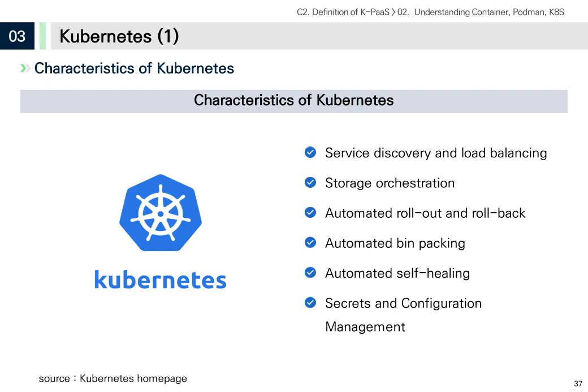Second, Kubernetes allows you to automatically mount the storage system of your choice, and you can describe the desired state of your deployed containers with automated rollouts and rollbacks.